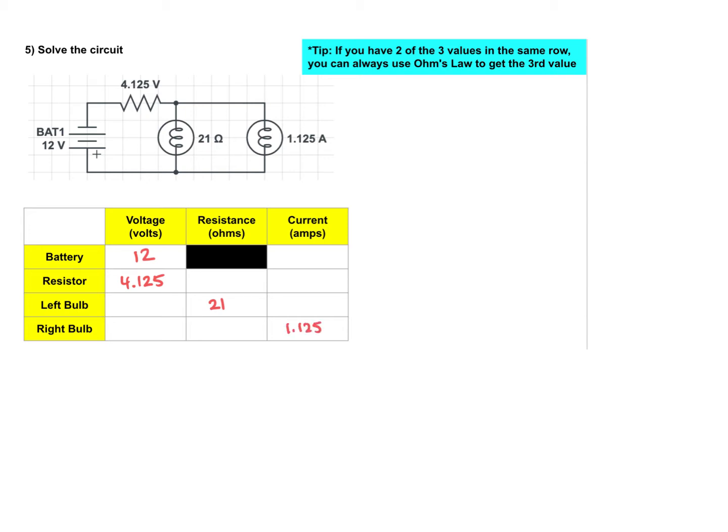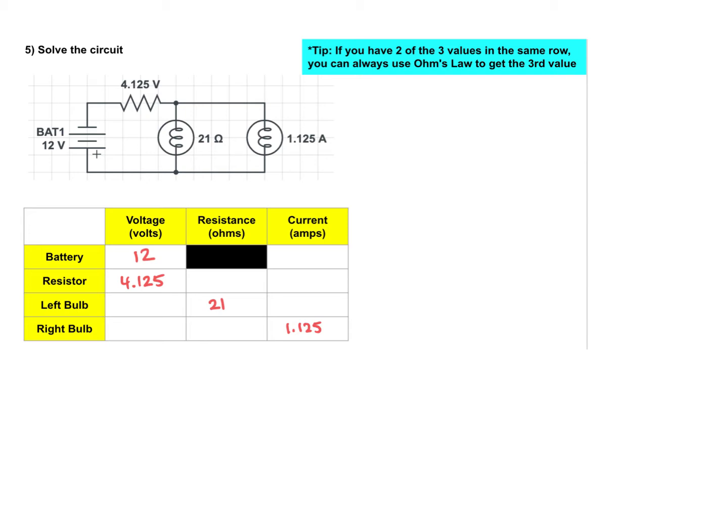All right, so let's proceed to try to solve the rest of this. First of all, using my tip, that's not helpful yet because none of the rows here have two values in it. Every row just has one value in it. So I have to think of either the voltage law or the current law to try to help out. And in this case, I see that the voltage law is going to be helpful here.